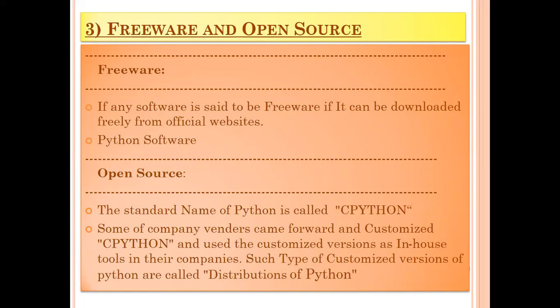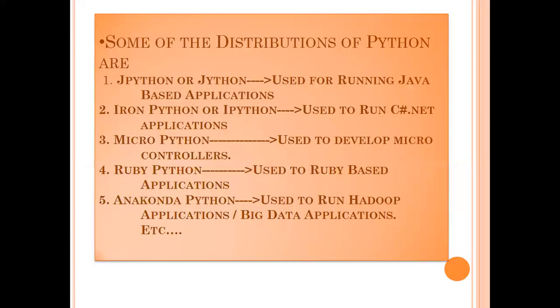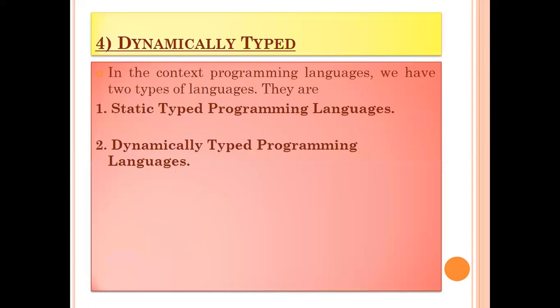Then the standard implementation of Python is CPython. Distributions of Python: JPython or Jython is used for running Java-based applications. IronPython is used for C#.NET applications. MicroPython is used to develop for microcontrollers. RubyPython is used for Ruby-based applications. Then Anaconda is used for Hadoop applications or big data applications.